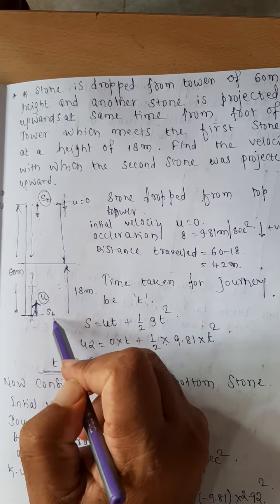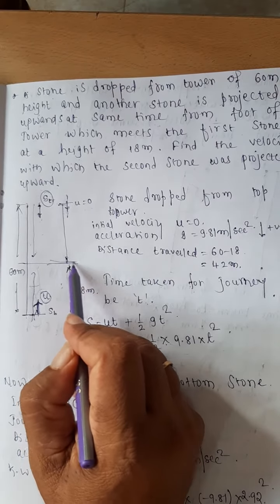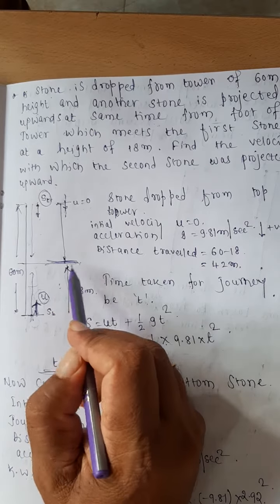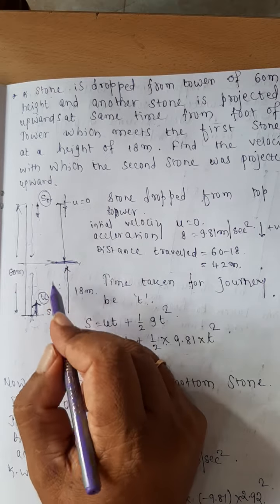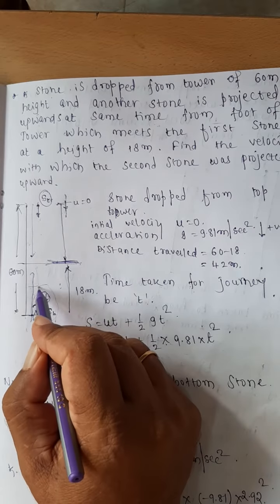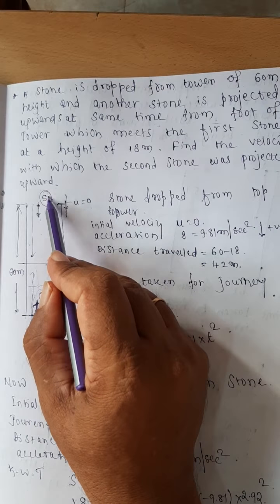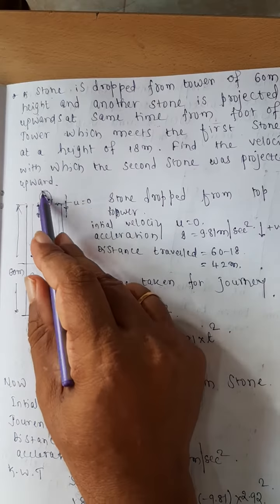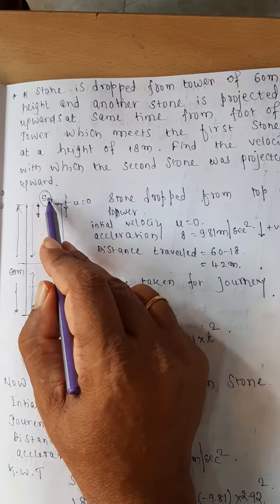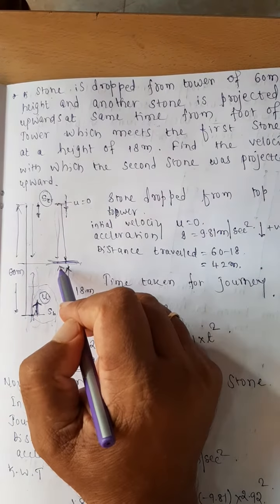Is it all right? Here what he is saying is, both the stones will cross at a distance equal to 18 meter from the bottom. What is the other meaning of that? When this stone travels a distance equal to 18 meter, at the same time the other stone travels the remaining distance. This stone travels a distance of 60 minus 18 meter.